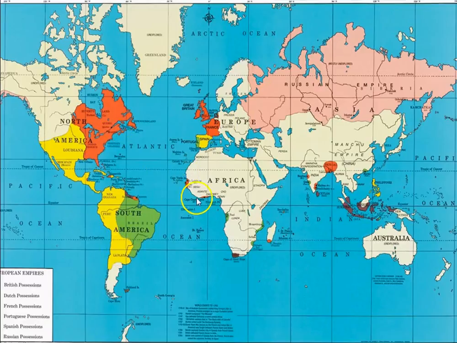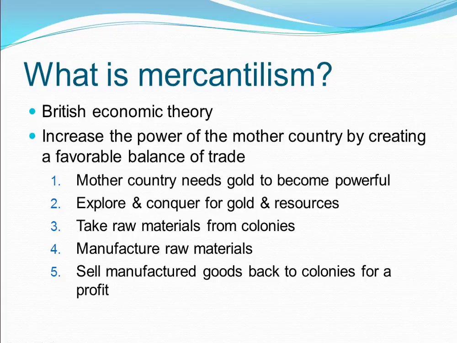So just keep that in mind about how the lasting consequences of this colonialism really play through in the next 300 years. So another consequence of colonialism was the development of an economic system called mercantilism.